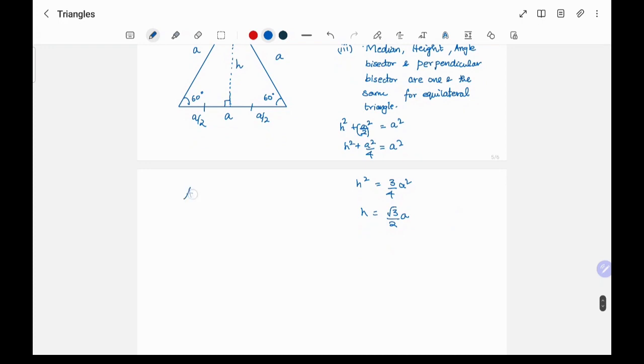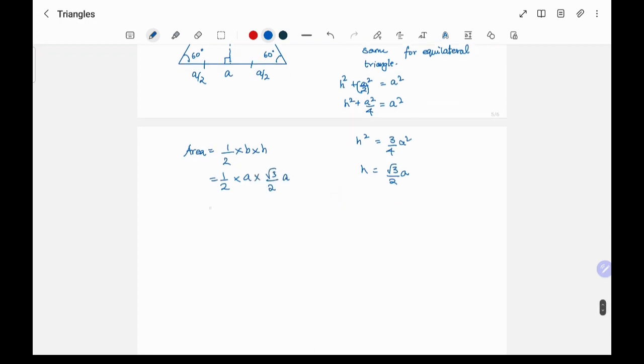So what will be the area? Area will be half into base into height. So half into base is a, into root 3 by 2 a. So it is root 3 by 4 a square. So this is the area. So we have got the formula for height and area.